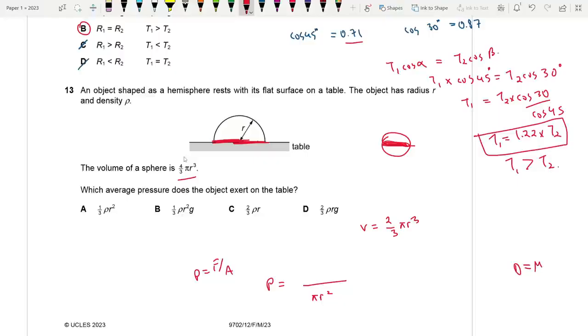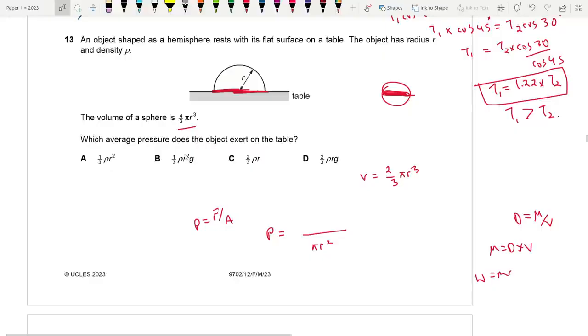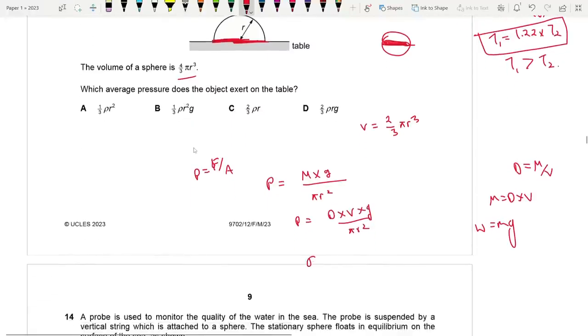We know that density is equal to mass by volume. So mass equals density times volume, and we also know that W is equal to mg. So on the top, can we write that the force, or the weight, is the mass times g, so P is equal to density times volume times g divided by pi r squared. Let's solve this. So P is equal to density rho, volume is 2 by 3 pi r cubed, times g, divided by pi r squared.